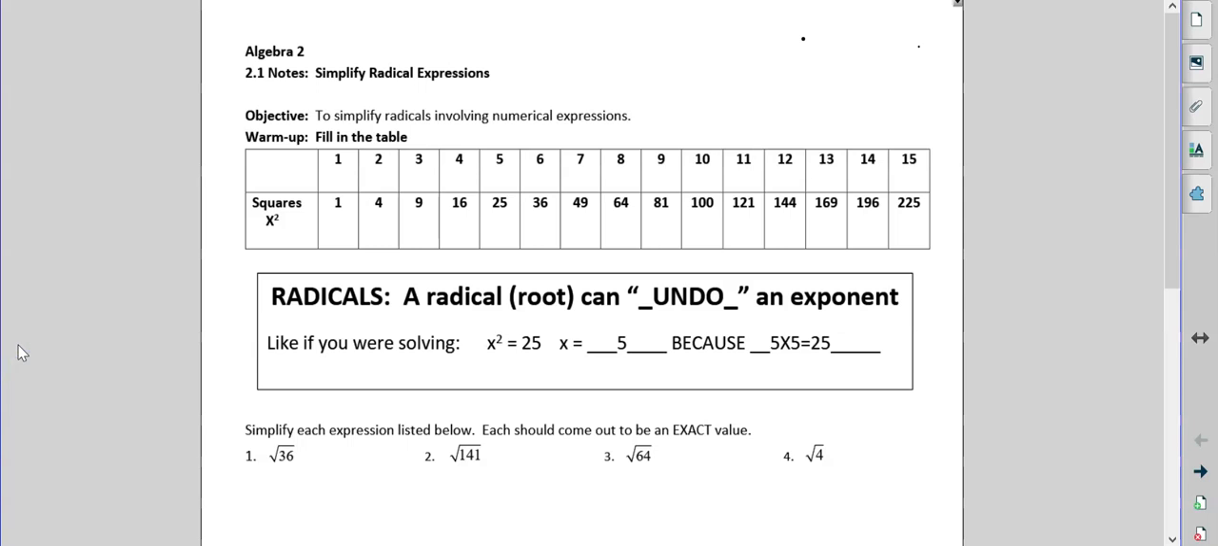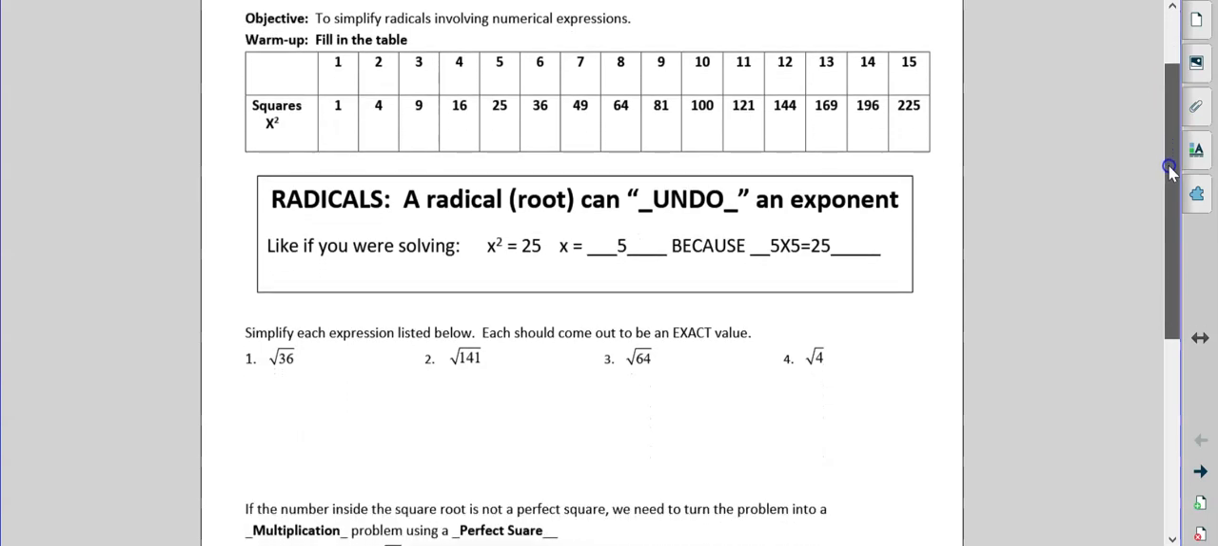So at the top, we have a table that's already filled in for you. These are the perfect square numbers, okay? Now, these are from 1 to 15 squared, so the number times itself. These are on your desk. A more elaborate version is on your desk, but this is so you can refer to it in your notes.